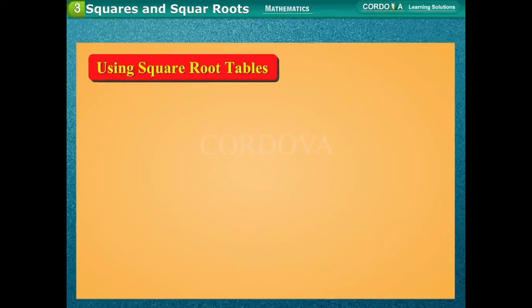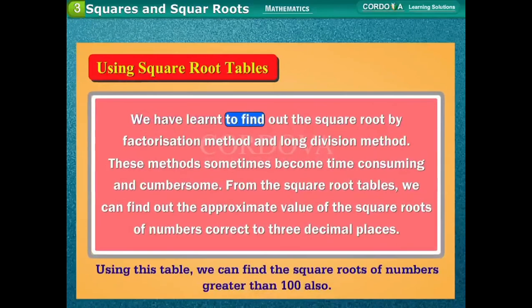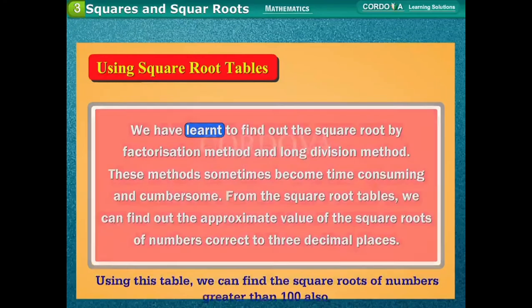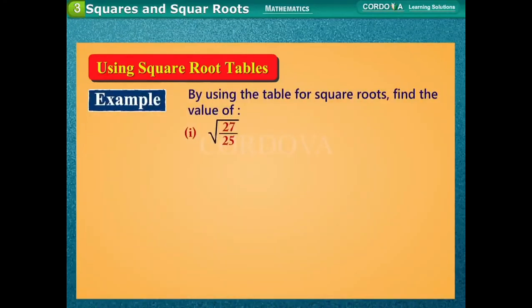Using square root tables, we have learnt to find out the square root by factorization method and long division method. These methods sometimes become time-consuming and cumbersome. From the square root tables, we can find out the approximate value of the square roots of numbers, correct to 3 decimal places. Example 1. By using the table for square roots, find the value of square root of 27 upon 25.